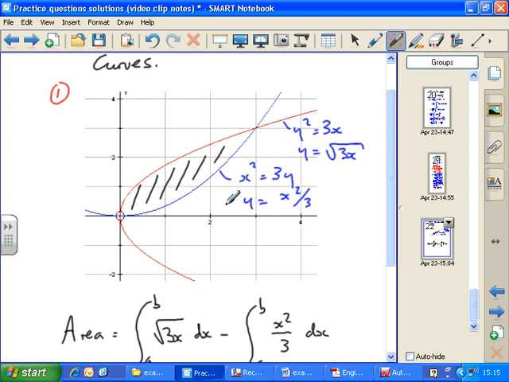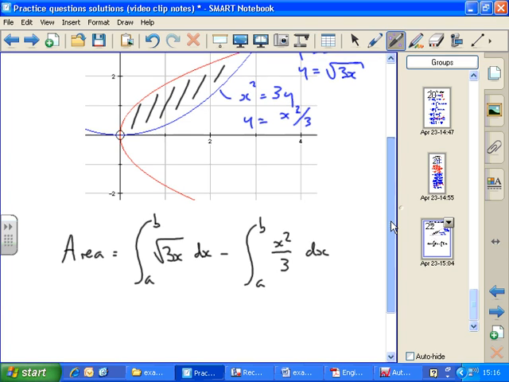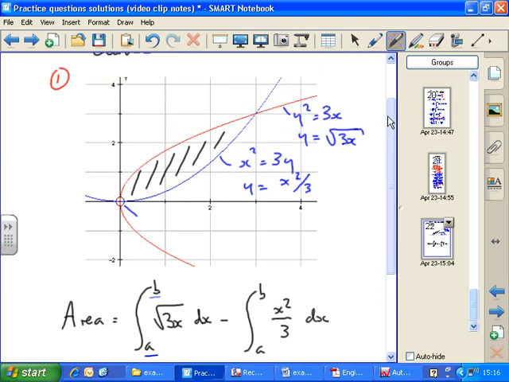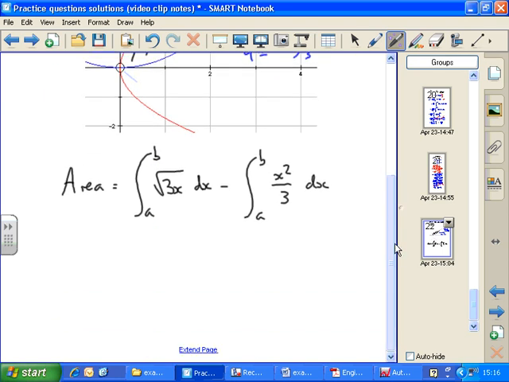If you look at the curves, to get the area between the curves, it's going to be the area under the y squared equals 3x curve minus the area under the x squared equals 3y curve. So the area equals the integral of root 3x dx minus the integral of x squared over 3 dx. The only thing we've got to do is find these limits a and b, which correspond to the intersection points on the curve. So the first job is to find those points, which gives us our limits a and b, and then we put those into the integrals and perform the integral.